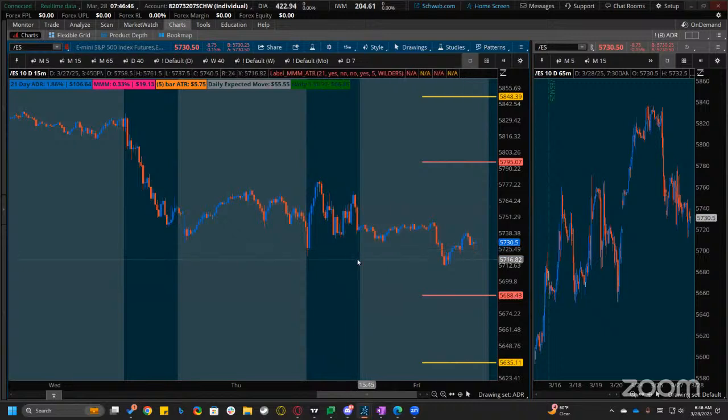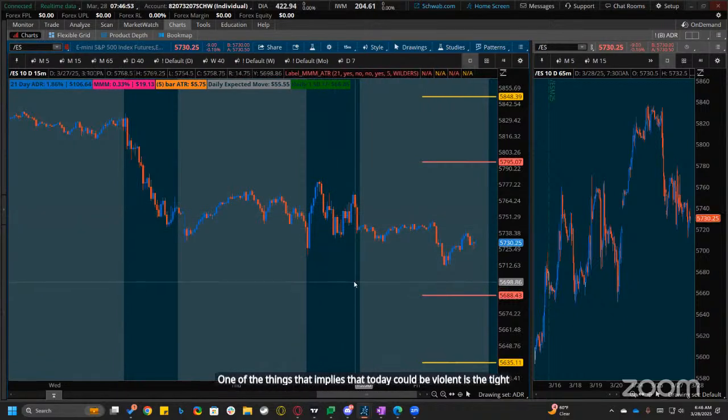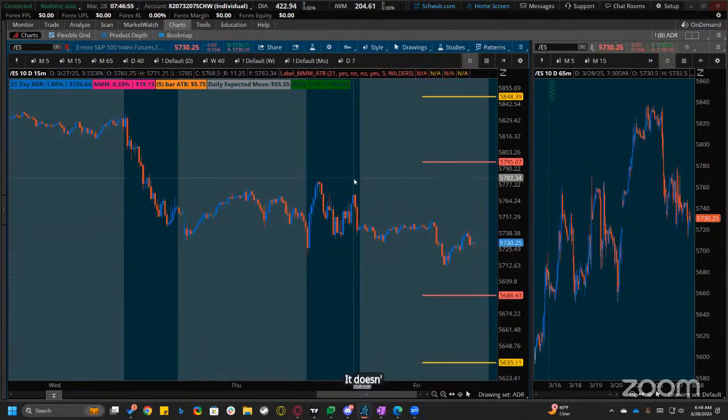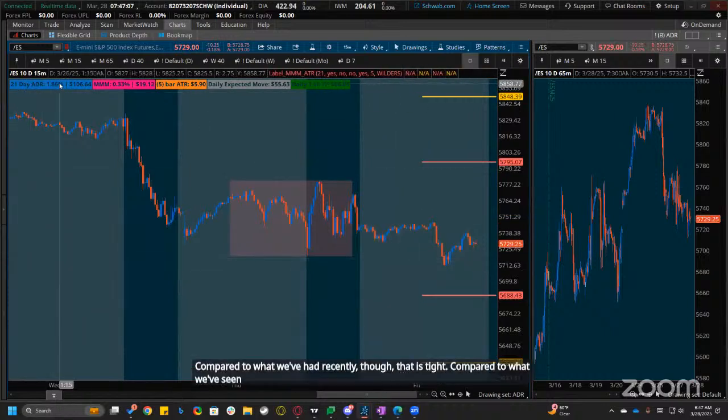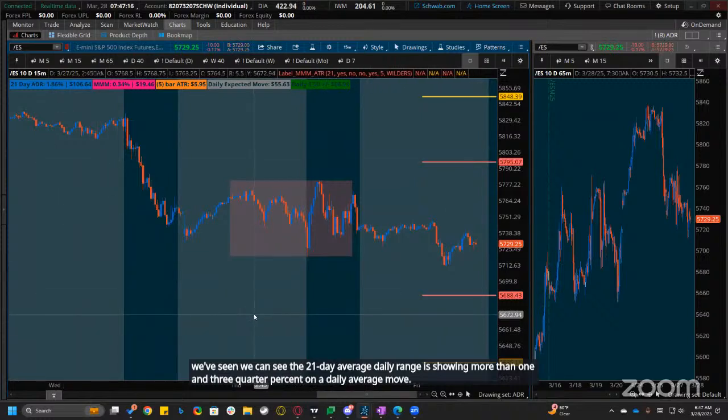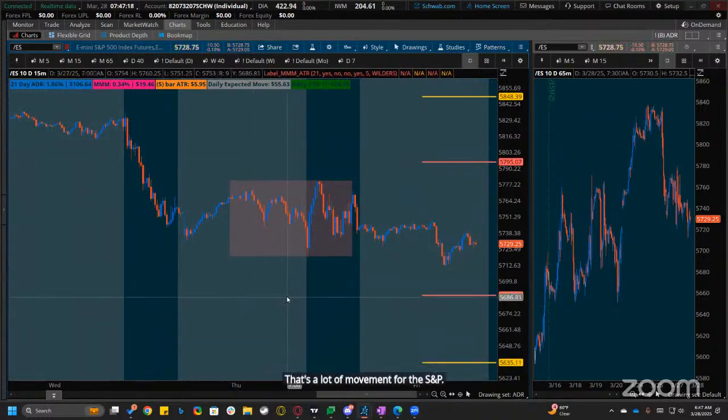One of the things that implies that today could be violent is the tight range that we had yesterday. It doesn't feel very tight. It's like a 50-point range. Compared to what we've had recently, though, that is tight. Compared to what we've seen, we can see the 21-day average daily range is showing more than 1.75% on a daily average move. That's a lot of movement for the S&P.